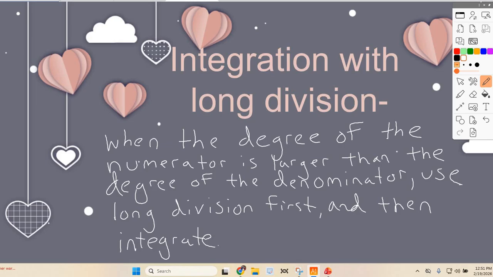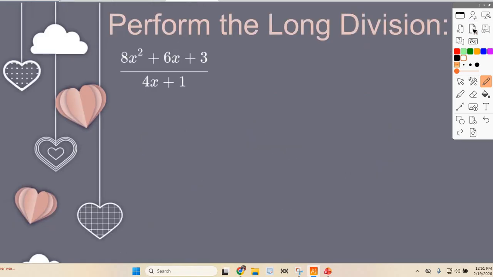But as a reminder, we'll also do some long division to remind us how we do it. So remember the polynomial on top is called our dividend, and that's what's going to go on the inside. And then our divisor, or whatever's on the bottom, goes on the outside.